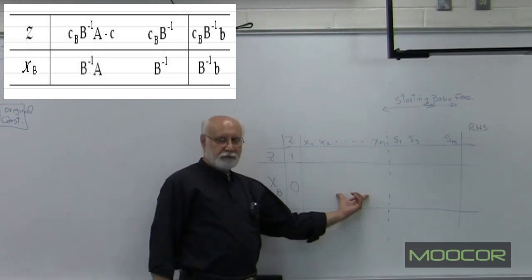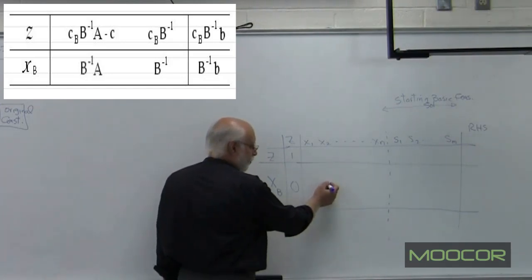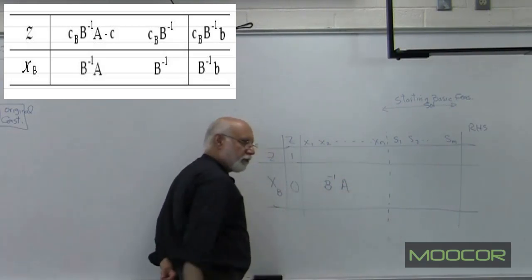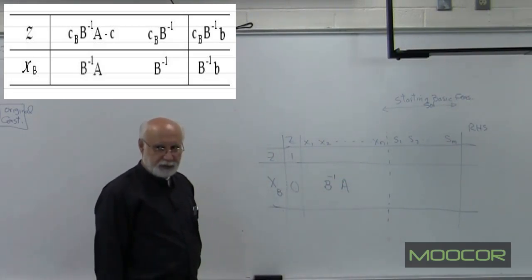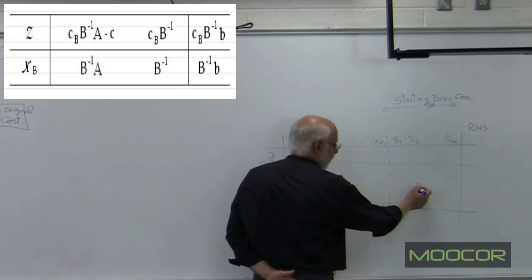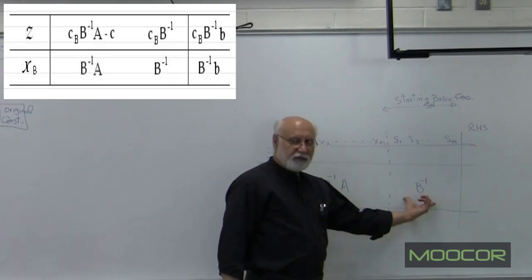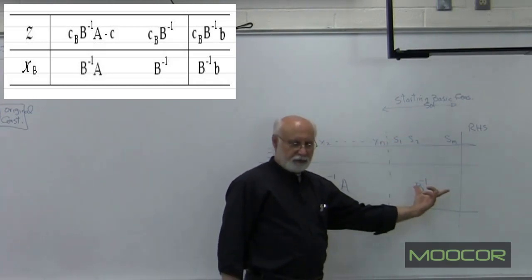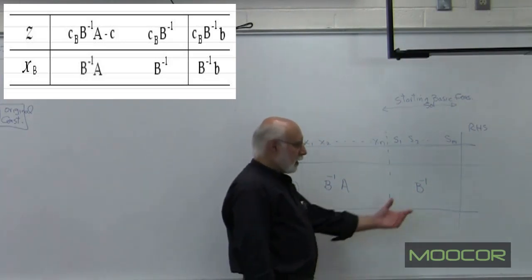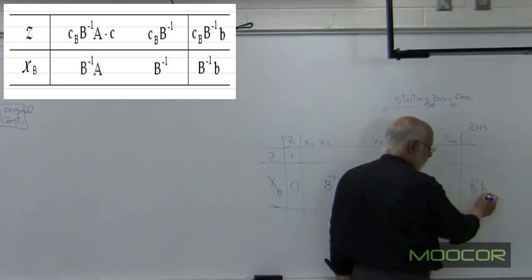In here, I will have B inverse A. And I'll tell you what B inverse is in a second. B inverse A, in here I will have the B inverse. So it's always B inverse underneath this. Whatever I have is the B inverse. In here, I will have B inverse B.